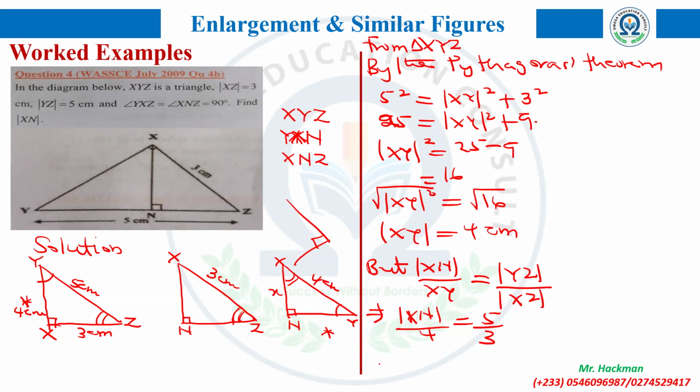So now you know that XN length will be equal to this times 4. So you are going to get 20 over 3. And you cannot conclude this. You are dealing with distance. So if possible, leave it in terms of decimal. It's my point well made. So that will give us 4.3 centimeters. All correct.